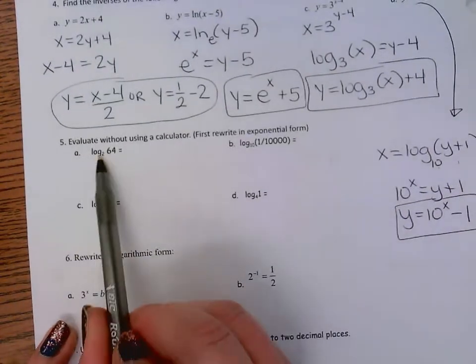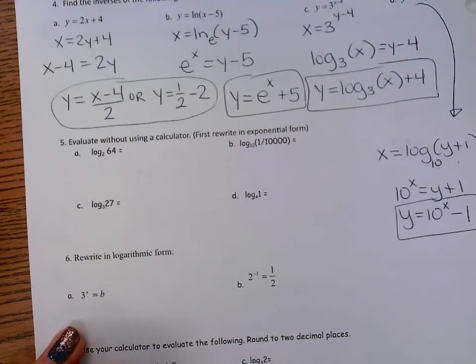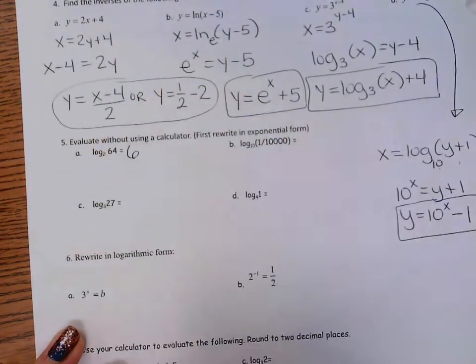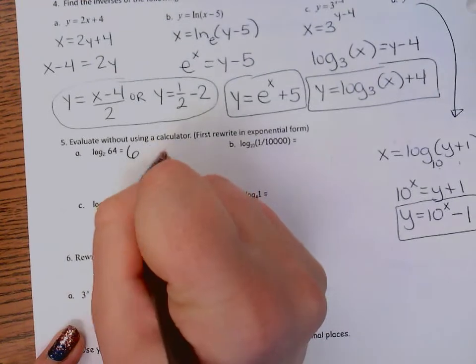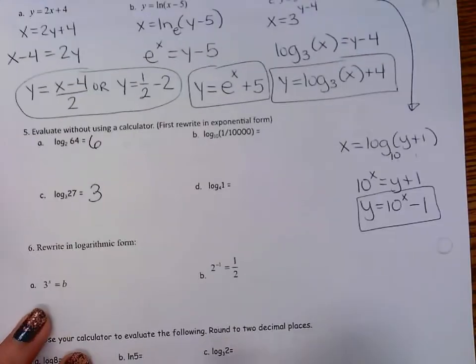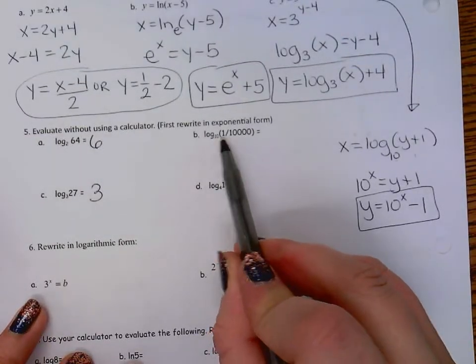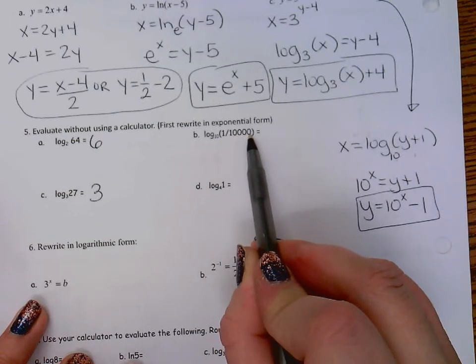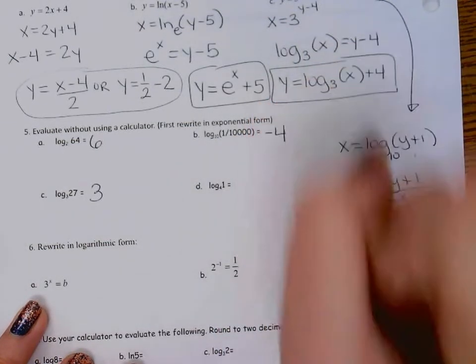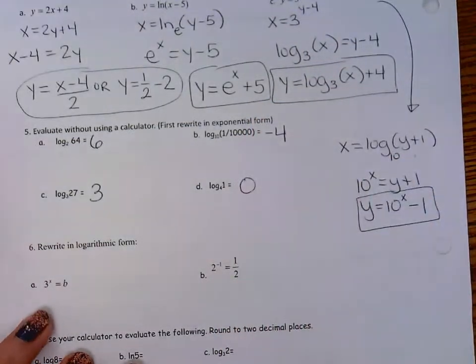So evaluating logs without a calculator. So 2 to what power is 64? 2 to the 6th. 3 to what power is 27? 3 cubed. How do I do 10, flip it over, and then get 4 zeros? That would be the negative 4th power, and 4 to the 0 power is 1.